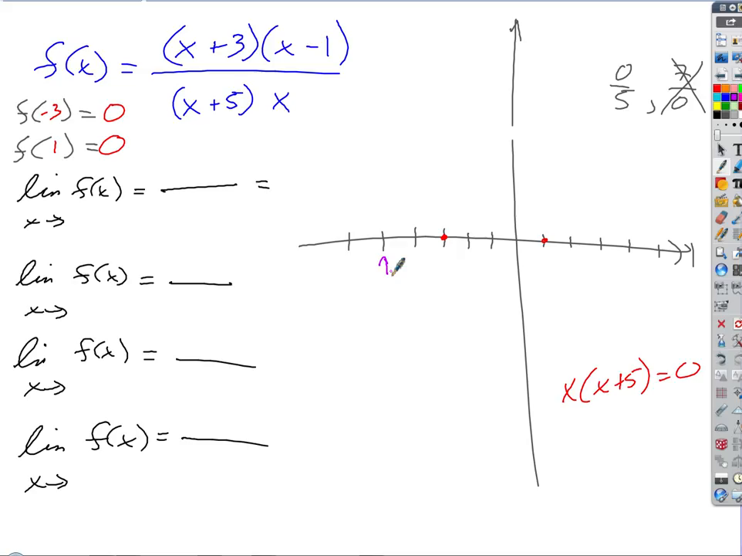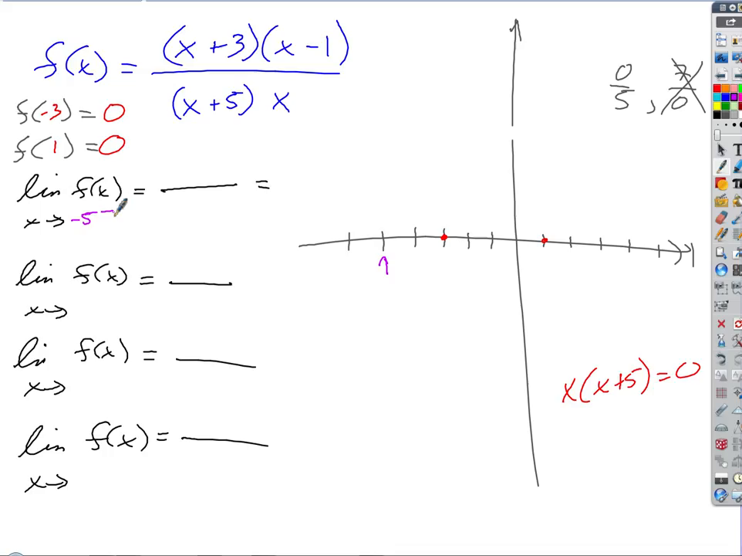as x approaches -5. It can't equal -5, but let's get close to -5 from the left, right? From the negative direction. So we'll approach -5 from the left or from the negative side, okay? What's that going to do to each of these factors, right? So we can know what the overall behavior is going to be.